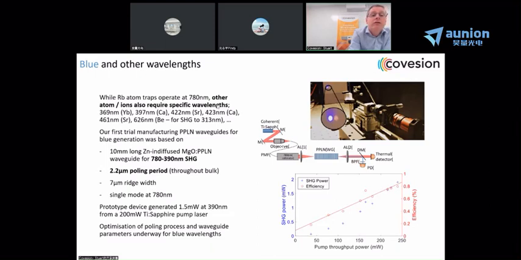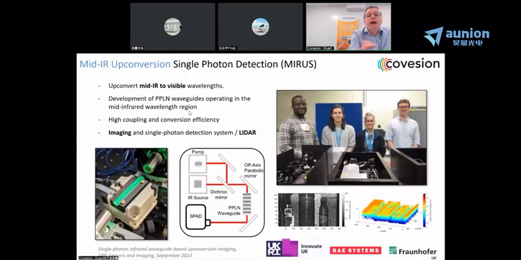These early results show that we've achieved a few milliwatts of output power for a few hundred milliwatts of pump. So this is a really encouraging result that shows that the underpinning waveguide technology we have can be pushed to shorter wavelengths. So we can go to shorter wavelengths. Can we go to longer wavelengths? And the answer is yes.